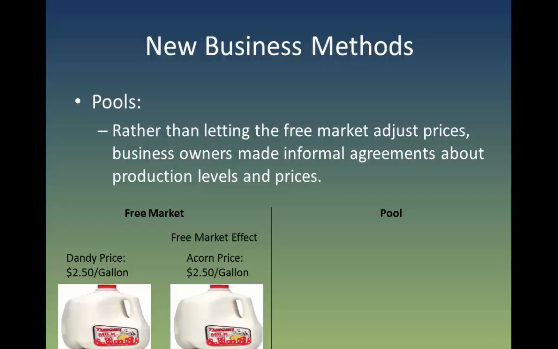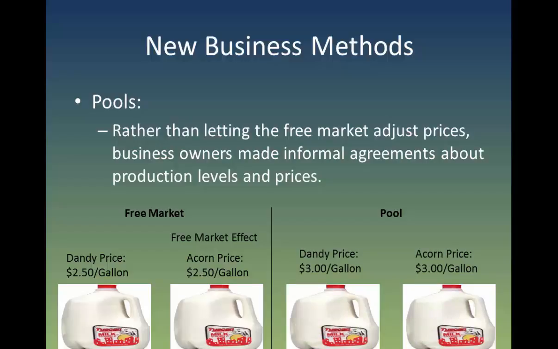Okay, so the free market effect would force the Acorn to drop their price. How a pool works, if we look on the right side there, is the Dandy Mart and the Acorn would make an agreement between the two. Yes, we're competing against each other, but we want to make a lot of money here. So let's agree that we're both going to overcharge consumers at $3 a gallon. Yes, that's overcharging, but if we both charge it, then people have to pay that price.